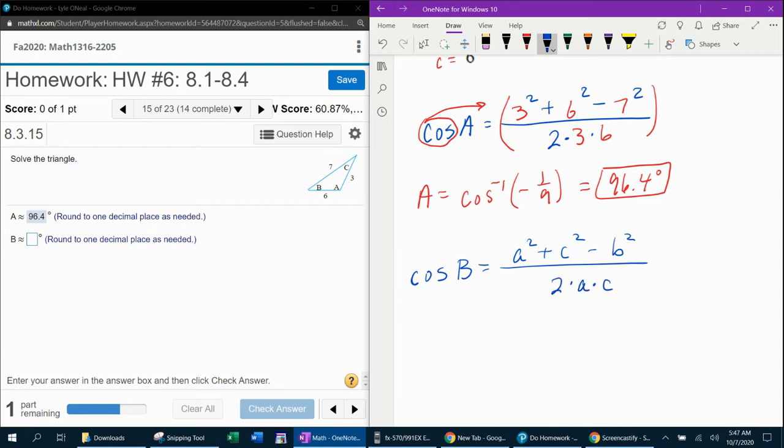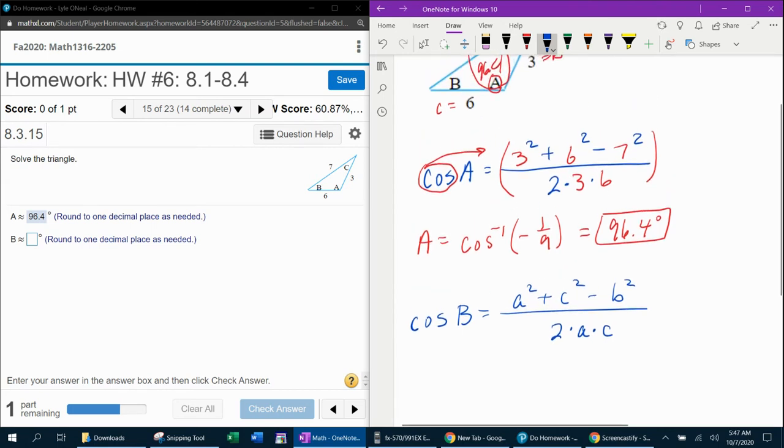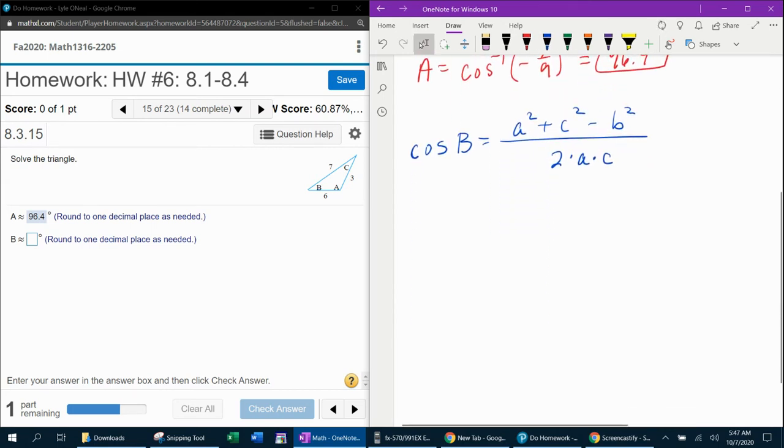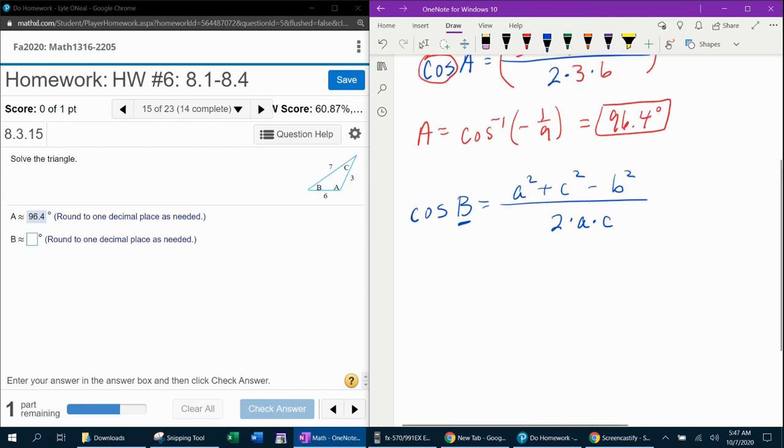A times C. And I hope you see there's a pattern to these formulas. Whatever angle you're looking for, that lowercase letter is subtracted in the top and missing from the bottom. That's the way I remember it. And now what we need to do is plug and play. So A is 7, C is 6, B is 3.